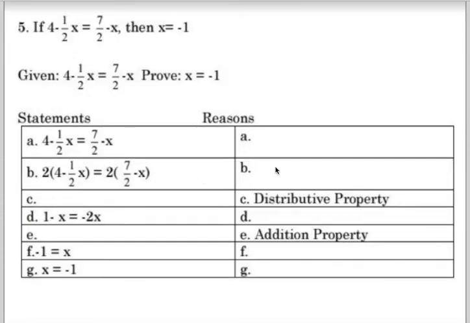Here is another algebra proof. Again, what we're given is the equation. And again, proven is never a reason, so do not put that as a reason. From A to B, they have wanted to get rid of those fractions. They multiplied both sides by 2, multiplication.